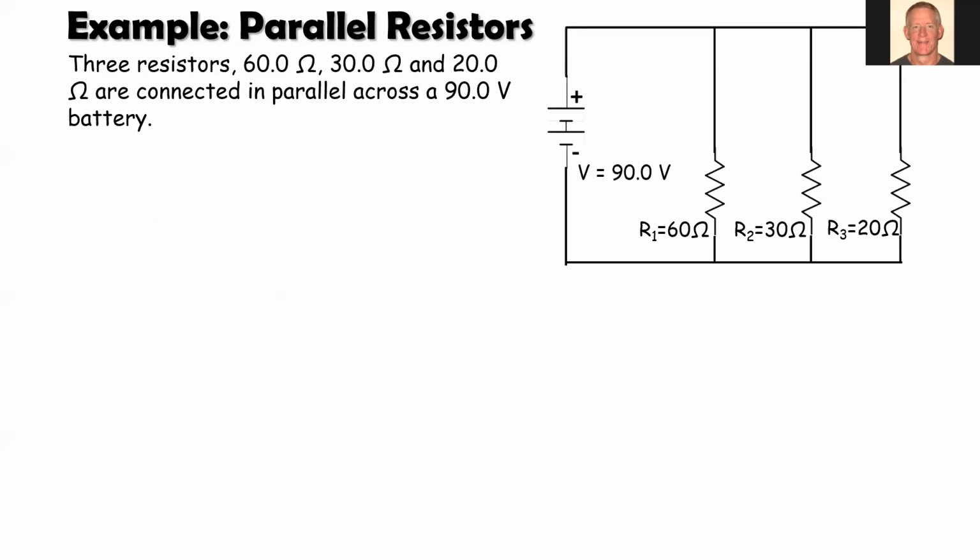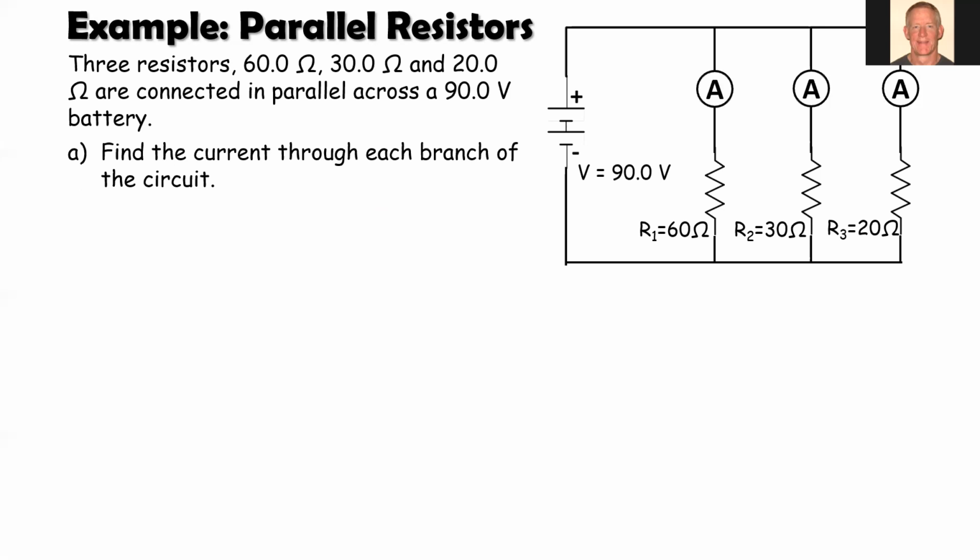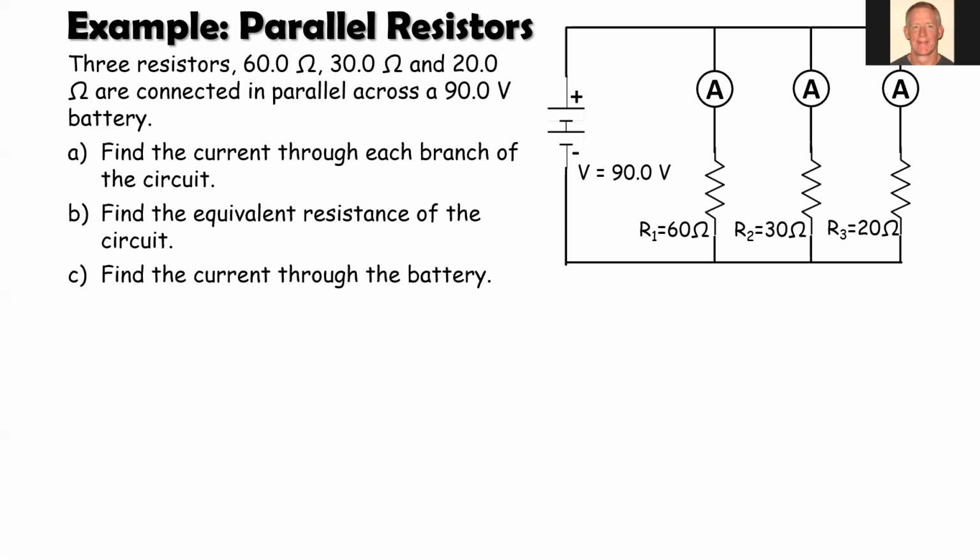All right, one more example here. We have a circuit that has 3 parallel resistors: 60, 30, and 20 ohms. They are all connected across the same voltage source. All 3 of them will have 90 volts across the resistor. In other words, we'll lose 90 volts of potential as we travel across each resistor. We want to find the current through each branch of the circuit. We want to find the equivalent resistance, which means if we were to take those 3 resistors and replace them with one that would have the same total current, what would that be? And then find the total current that's flowing through the battery, which is the same as the total current flowing through the circuit.